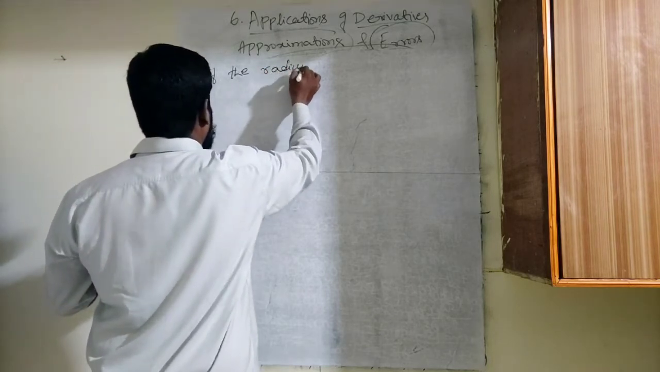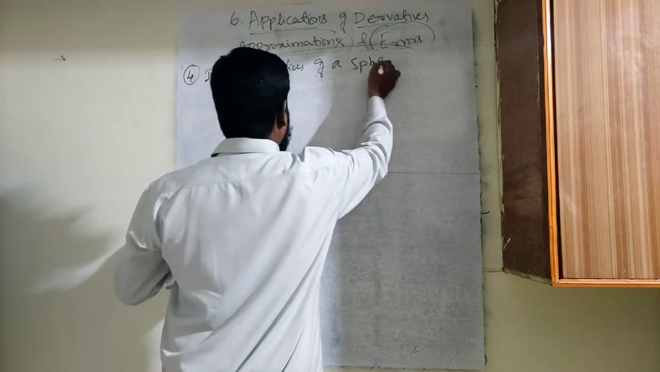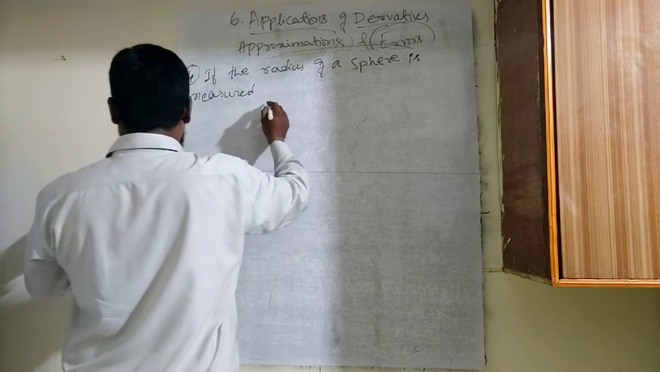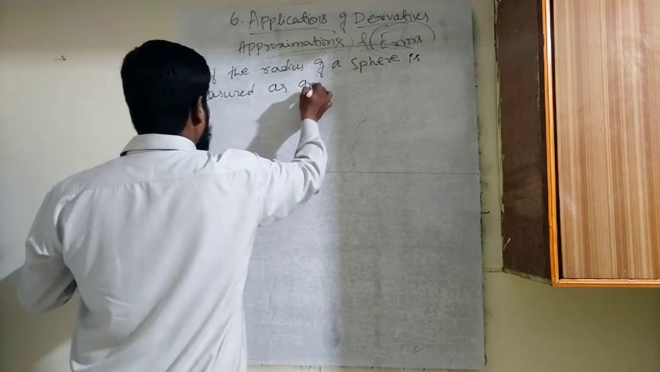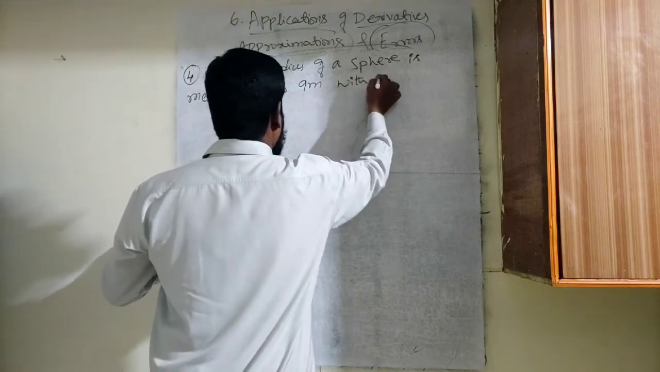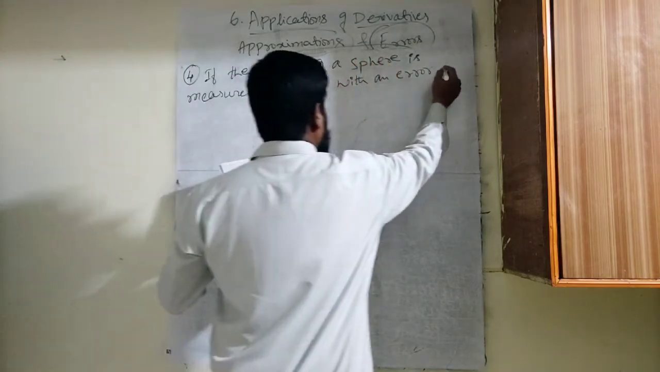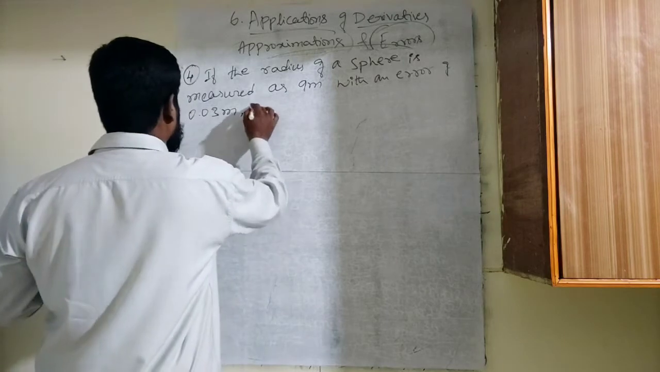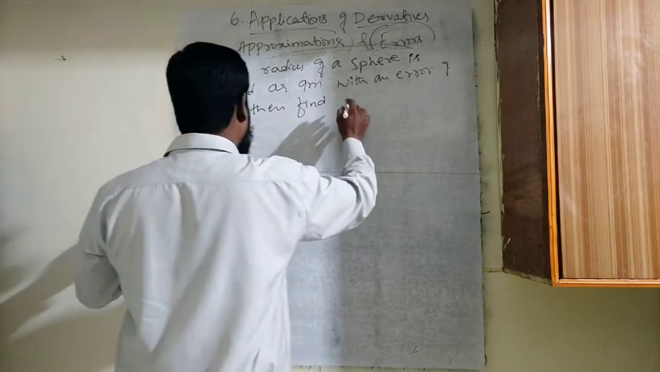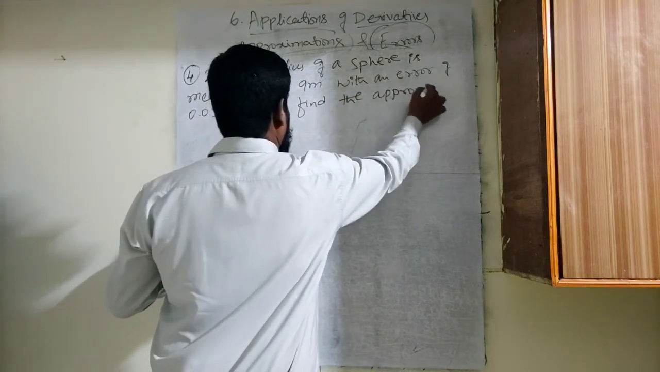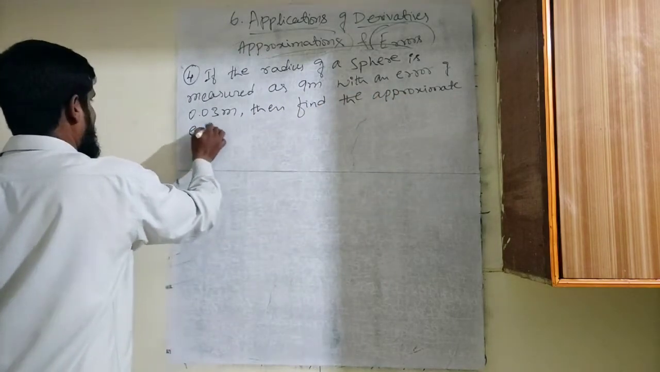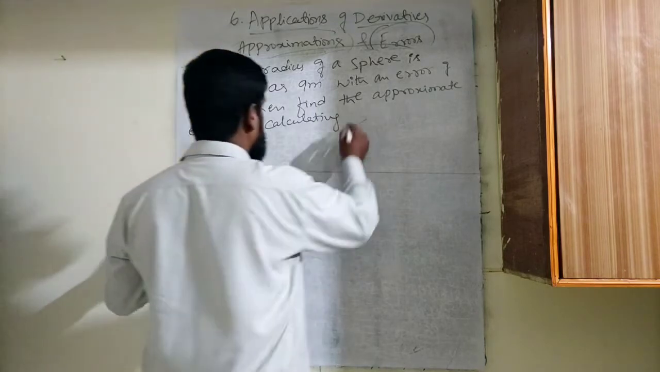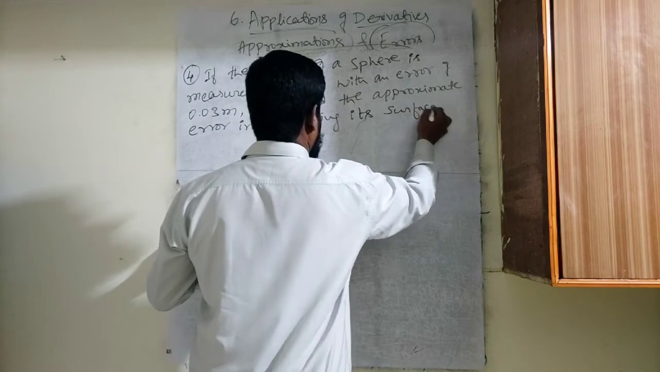If the radius of a sphere is measured as 9 meter with an error of 0.03 meter, then find the approximate error in calculating its surface area.